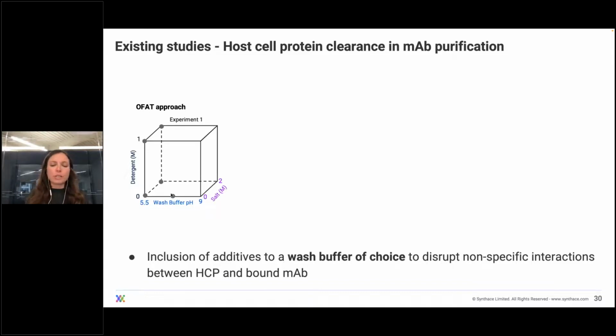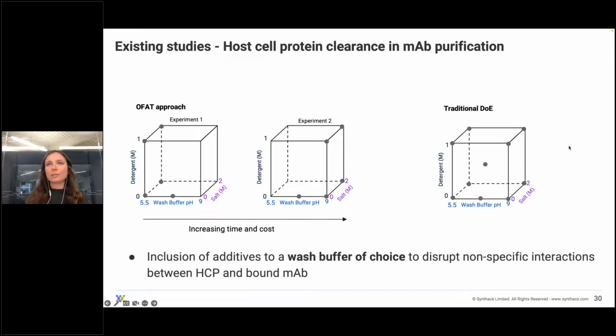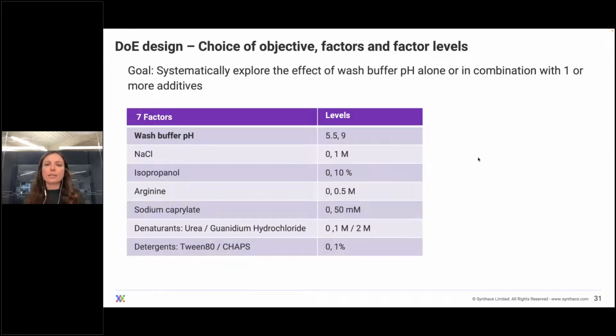See what results that gives, and then move on and do a second experiment where they would effectively repeat the same thing, but maybe move to a wash buffer with a different pH. And going back to the slides I've shown you previously, this once again amounts to increasing time and cost in terms of the amount of experiments you have to do. And so once again, with a traditional DOE, you cover this experimental space pretty completely, and you get a much better understanding. And so what I've set out to do is design a DOE that would systematically explore the very same factors reported in literature.